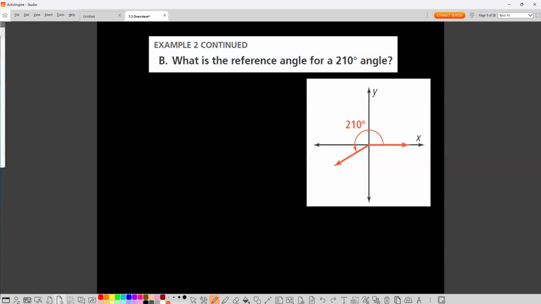What's the reference angle over here on this one? So 210, there's 180 used up to there, right? And 180 plus 30 makes 210. So my reference triangle would sit right here, 30, 60, 90. So the reference angle there is the 30.